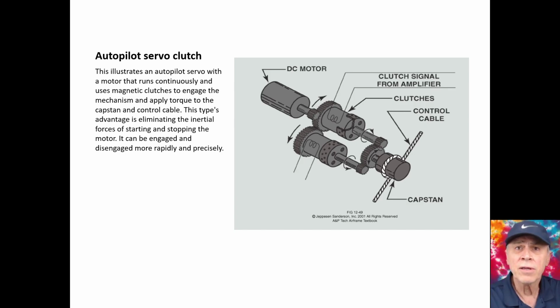They're basically showing the operation of clutches so that the motor will in effect stop and start more instantaneously, so you can get those slight little adjustments on the control cable. See how the cable is wrapped around the device known as a capstan.